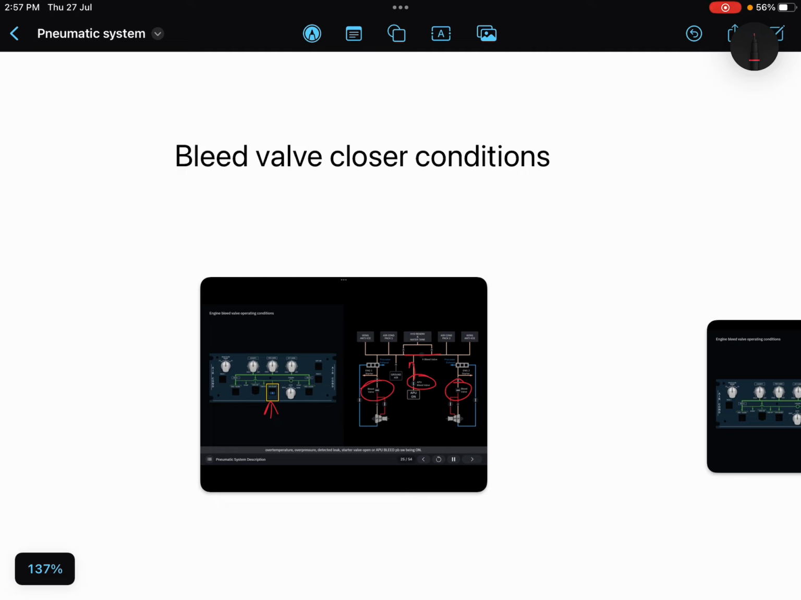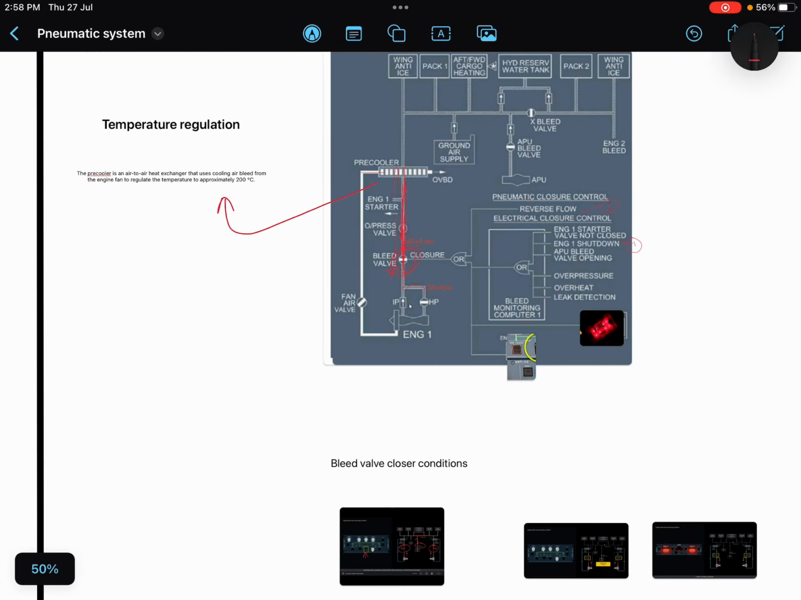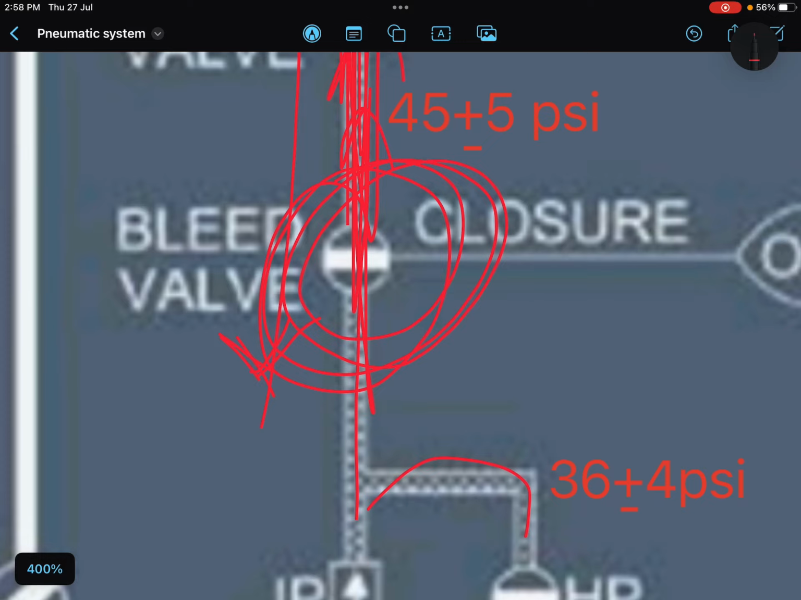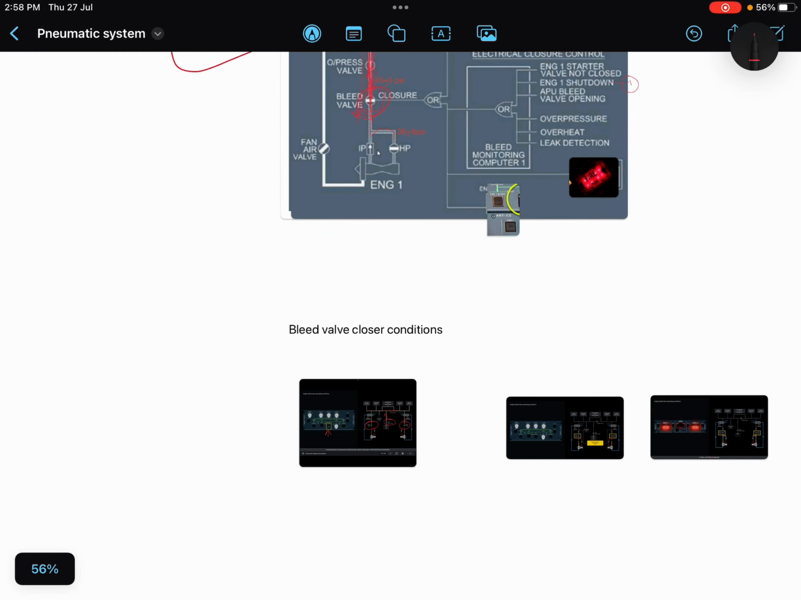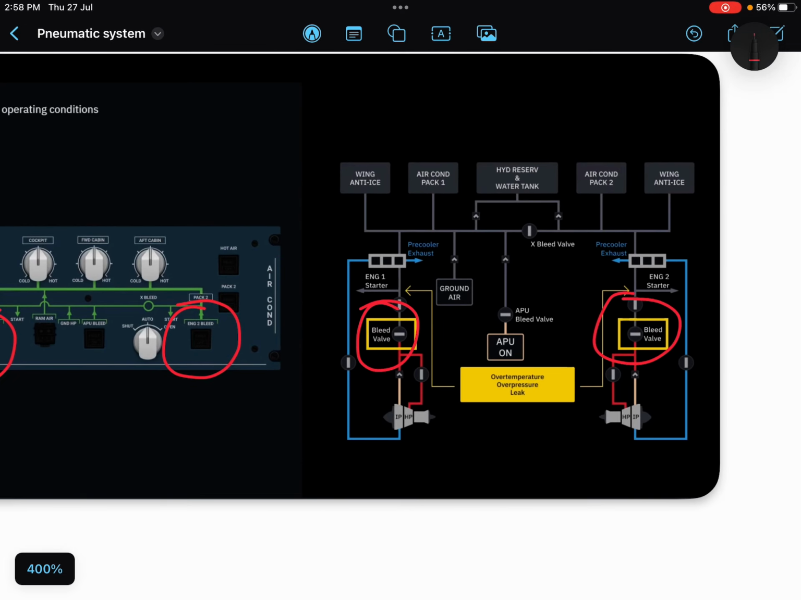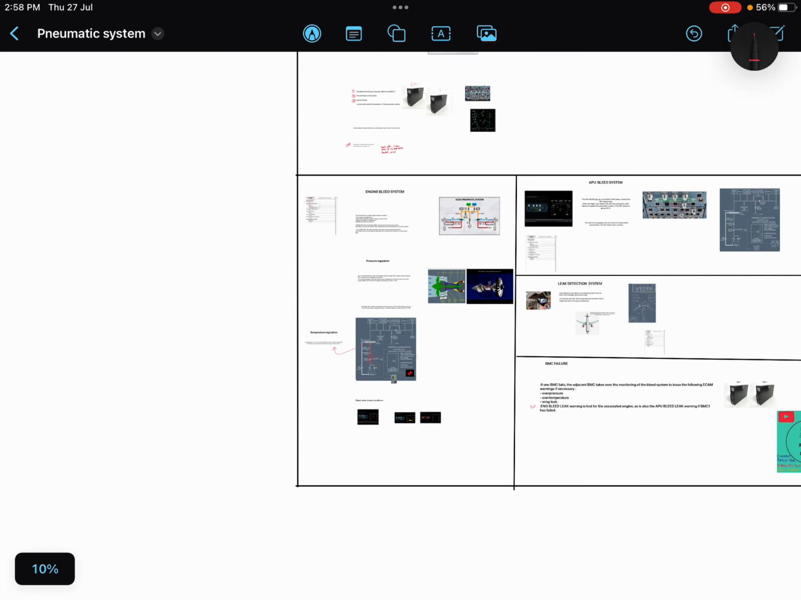Then comes the overpressure, over temperature, and if leak is detected over here, then this bleed valve will close electrically. Right. If you have pressed this fire push button handle, then also it will close the bleed valve. And last, if you have pressed engine 1 bleed push button or engine 2 bleed push button on the overhead panel, then it will close the bleed valve on the respective side. Okay, this was all about bleed valve, and we have covered our engine bleed system.